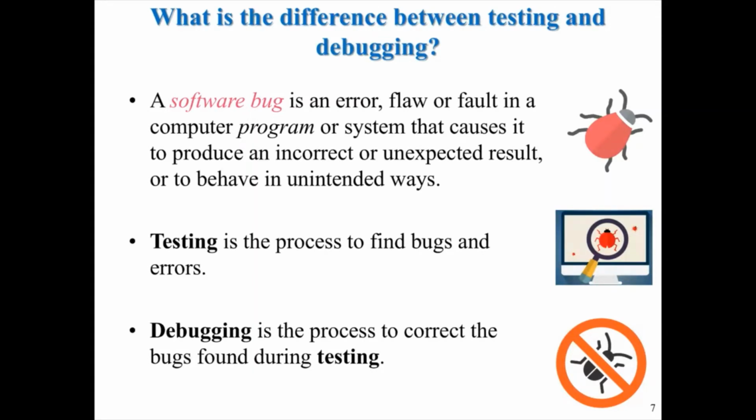We didn't want the software to behave like that, but it is giving us some different output. That output, which is undesired and unintended, is called a software bug. The software is behaving in a strange, different, undesired way, which means it has a bug. The next process to find the bug is testing.